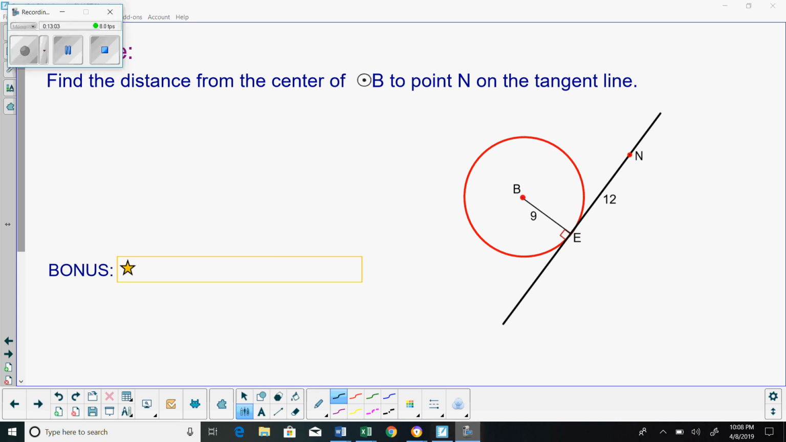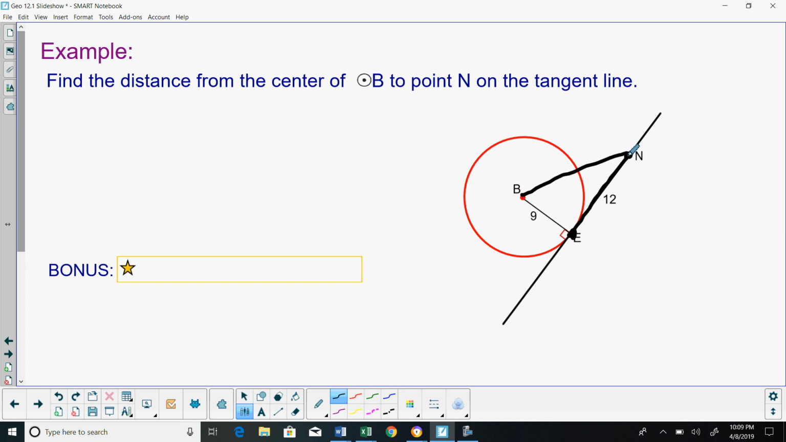So here we have circle B, and it's 9 units from point B to line EN. I can see that's 9 units, and they're telling us that from E to N is 12 units, and we're supposed to be finding the distance from point B to point N. So in this case, I think our best idea might be to draw in that segment BN. And because of our theorem that says a radius drawn to a tangent line is going to be perpendicular, that means we do have a right triangle here. So BEN is a right triangle.